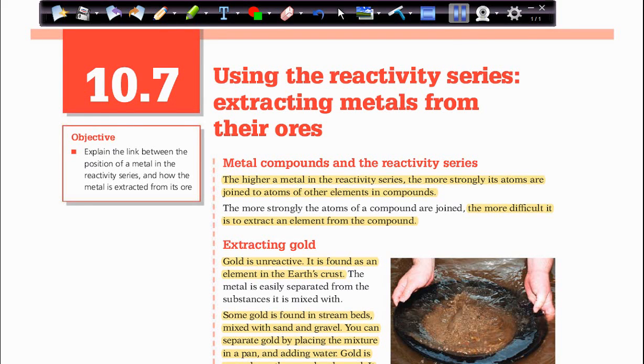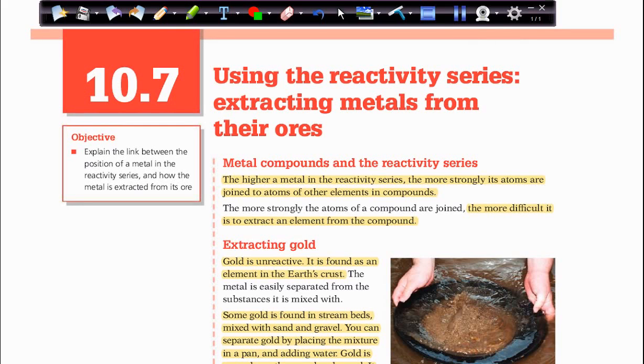This lesson is talking about how we can use the reactivity series to extract metals from their ores. Please grab your highlighter and highlight these points. Metal compounds and reactivity series. The higher a metal in the reactivity series, the more strongly its atoms are joined to atoms of other elements in compounds. We talked about this in replacement reactions, and we said aluminium can displace iron more easily.